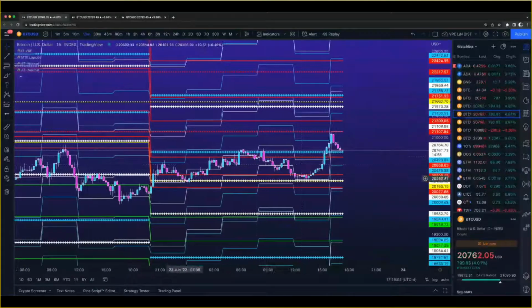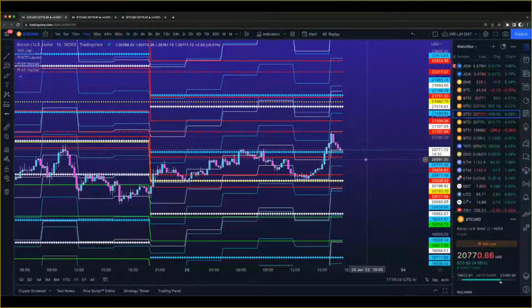Other than that, pretty boring day. It was a nice ranging day. We close right around here. This range will probably tighten up a little bit more. Be up in this area. This is what we want. We want to start closing these candles above the new daily range. Right now, the new daily range is right around 20.6. You know, right in here.